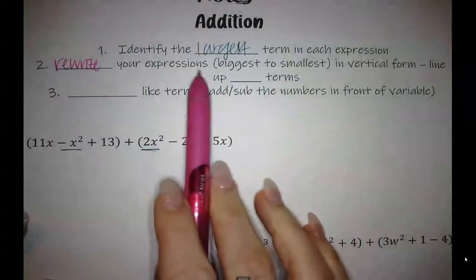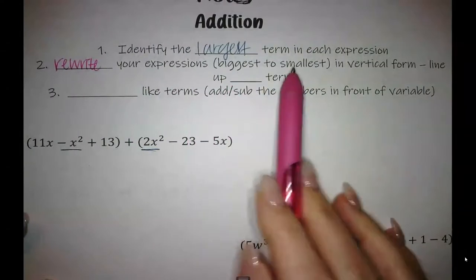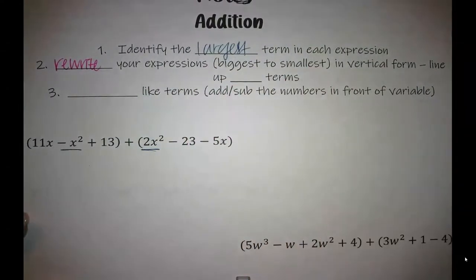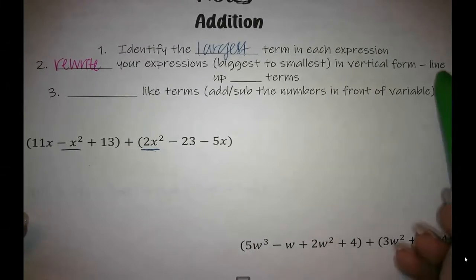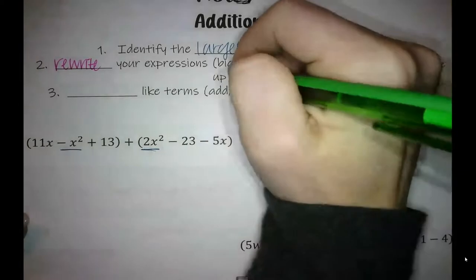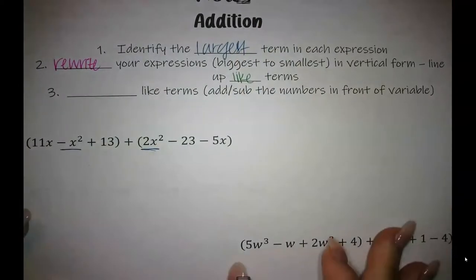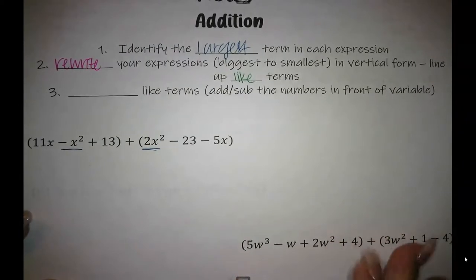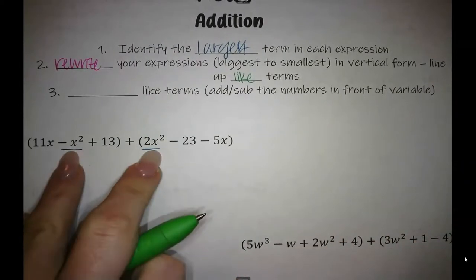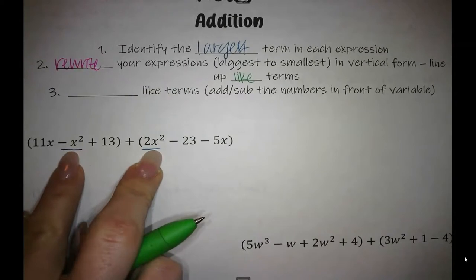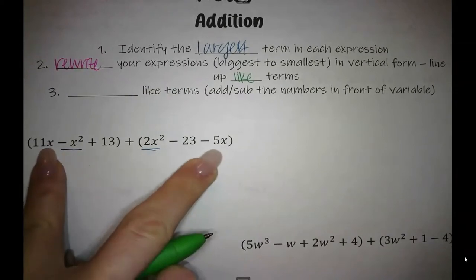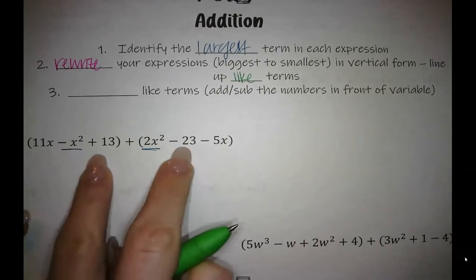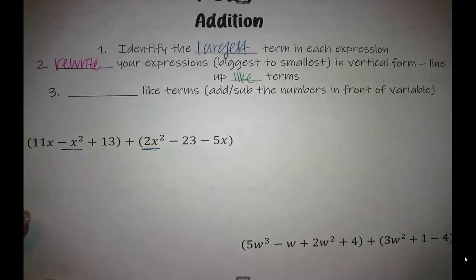rewrite our expression biggest to smallest in vertical form, like when we used to add back in elementary school, and we're going to line up like terms. Remember what like terms are. Like terms are ones that have the same variable with the same exponent. So the x squareds are like terms, the ones with just an x are like terms, and the ones with just numbers are like terms.